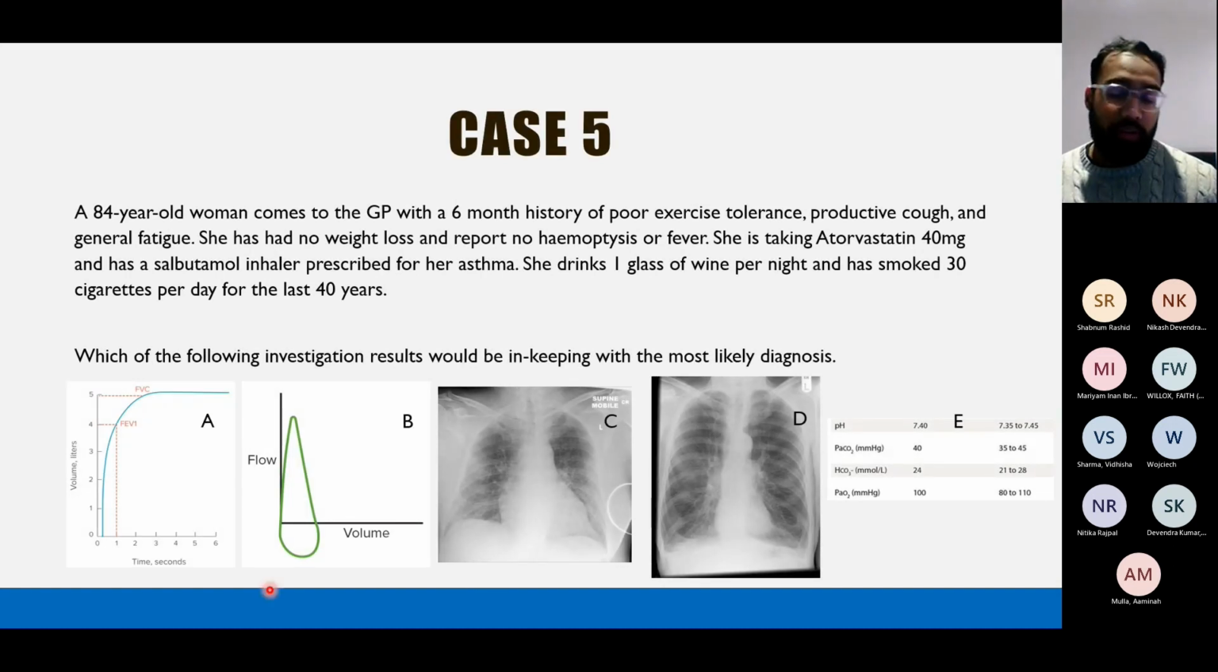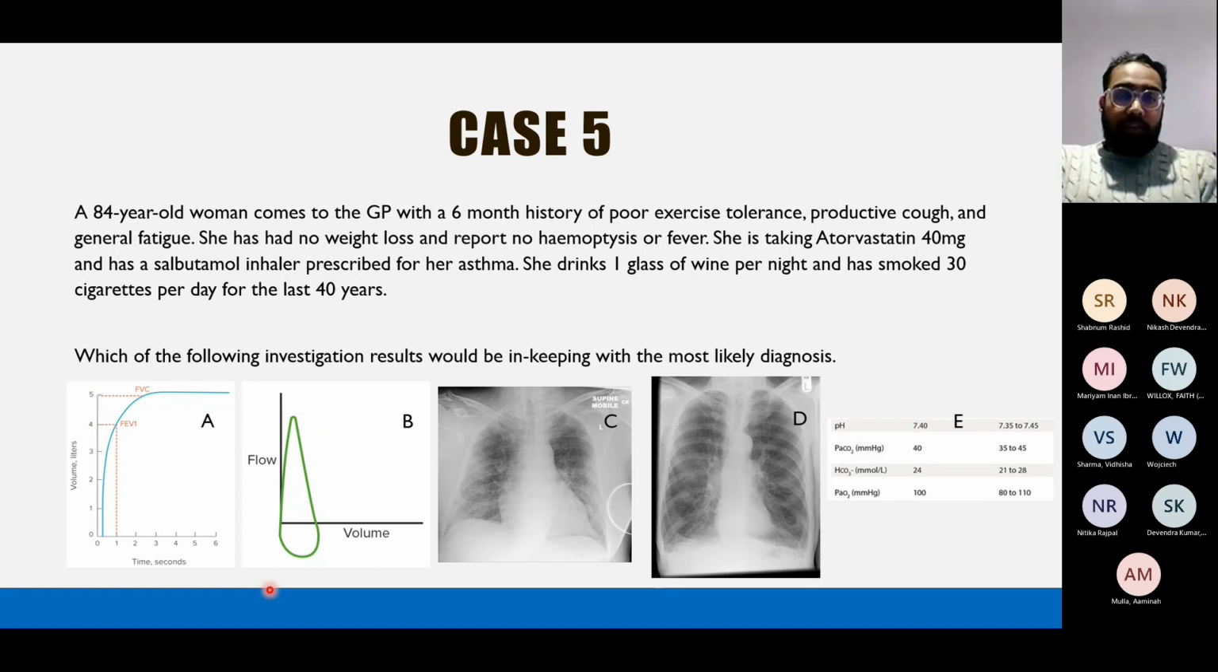Case number 5, changing it up a little bit. Also, we're going to do a little bit of investigation interpretation now. So we're shifting more towards the end of second year level, kind of. We've got an 84-year-old woman with a 6-month history of poor exercise tolerance. She's got a productive cough and she's just generally fatigued, but she's had no weight loss. She's not coughed up any blood and she has no fever. She takes torvastatin and has asthma, for which she has a salbutamol inhaler. She drinks 1 glass of wine per night, but she smoked 30 cigarettes a day for the last 40 years.